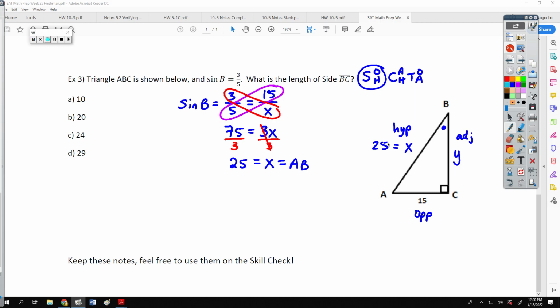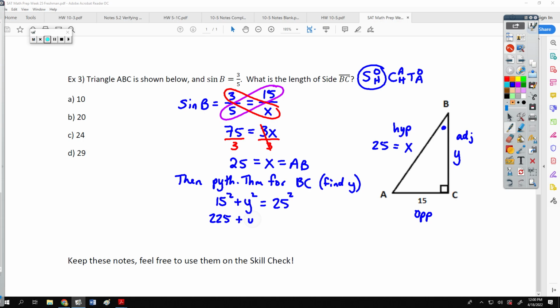Now once we know the length of the hypotenuse, then we can do the Pythagorean theorem to find the value of y. Because the 15 is one leg, the y, which we're trying to find, is the other leg, and x, which we just found, is the hypotenuse. So 15 squared plus y squared equals 25 squared. And we solve that. 15 squared is 225. 25 squared is 625.